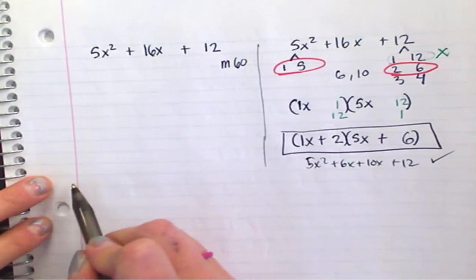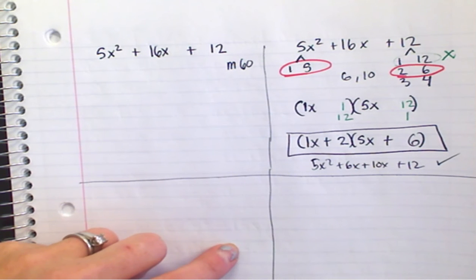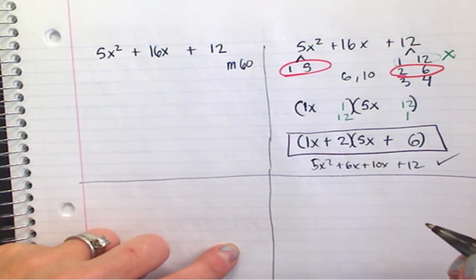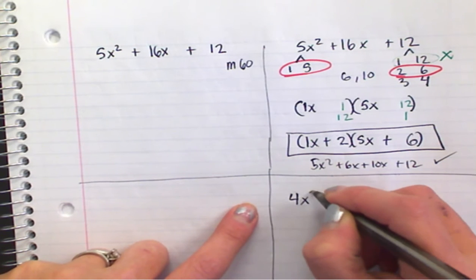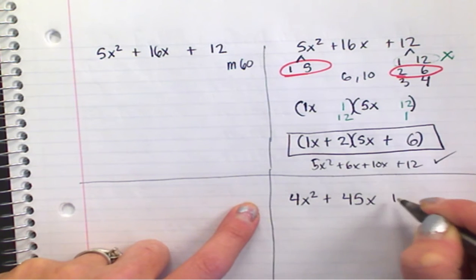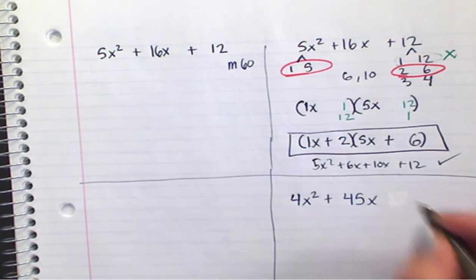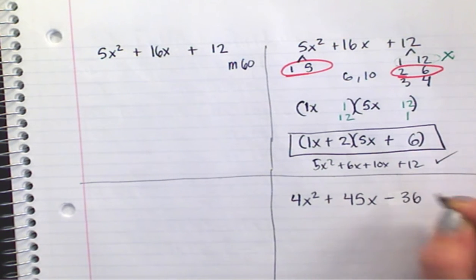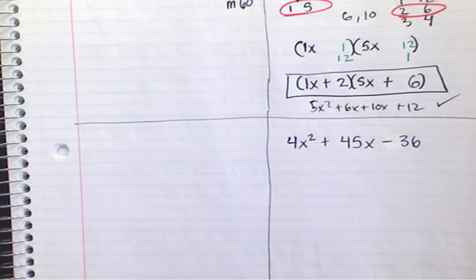Okay, last one. Let's be really interesting. And I like this one because not many of you want to multiply 4 and 36 together. I mean, you can.